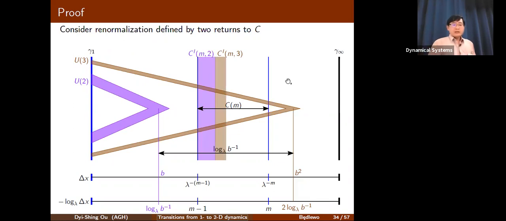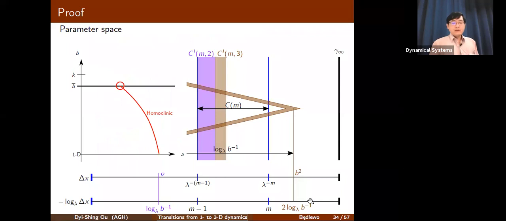Okay, so because it contains a full partition element, we can consider the renormalization defined by two returns to C. So there are two components. One is CM2, this is CM3. Let us first focus, and let's go back to the parameter space. We are located on the intersection of B bar and the curve of homoclinic tangency. So now this is the parameter for this map.